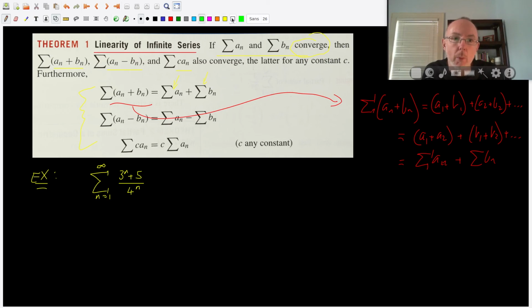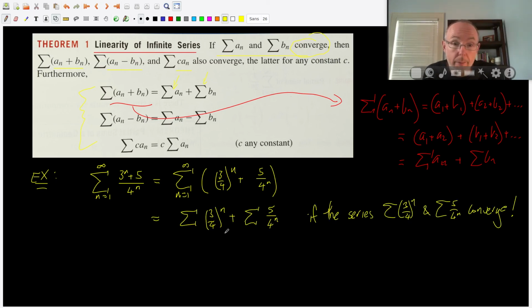So I'll do an example down here. I've given a single series here, but think about that. I can rewrite it, just doing a little bit of algebra, as (3/4)^n over 5/4 plus (5/4)^n. So there are really two series going on here, and we can use this to split them into two different series. If the two individual series actually converge themselves, then what they converge to will equal that original series that we had.